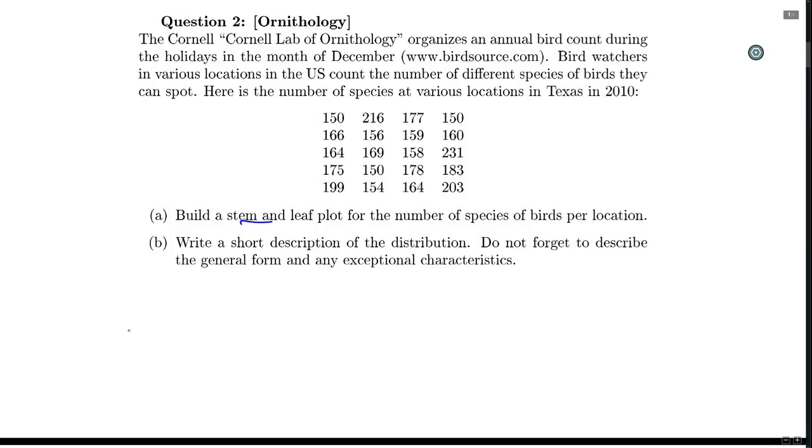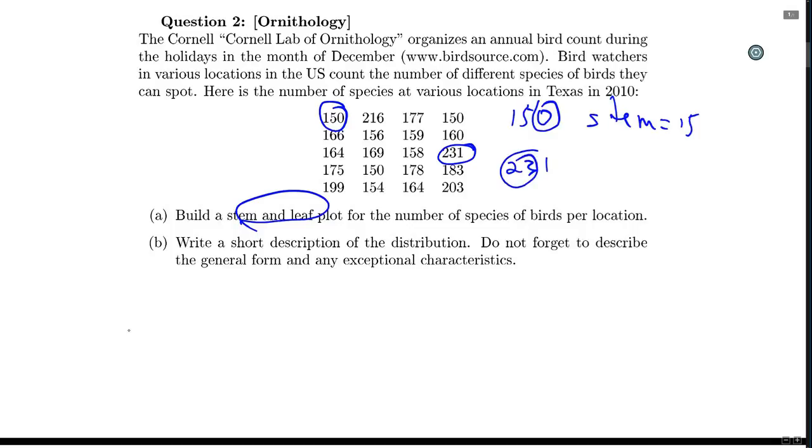To construct a stem and leaf plot, what we want to do is identify our minimum. So here our minimum is 150, and we also need the maximum. Maximum is 231. For each one of these numbers, the rightmost number is the leaf. So for 150, the stem will be 15, and for 231, the rightmost number is the leaf, and then 23 is our stem. So we'll need stems from 15 to 23.